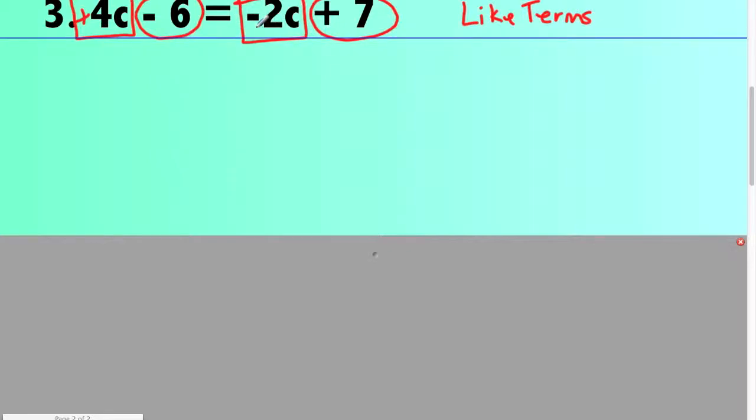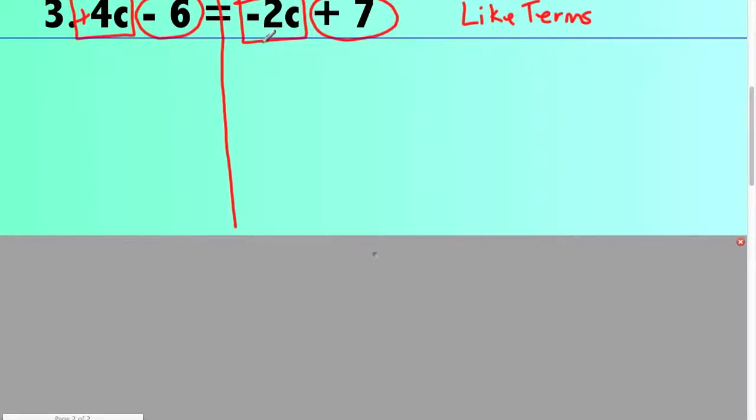If I add 2c, that cancels this out on this side, and adding it over here, I get 6c. But if I subtract 4c, that would cancel it over here, and subtract 4c over here, I would get -6c. So adding 2c looks like the easiest way. So first thing I'm going to do, remember, is to draw my wall. And second thing I'm going to do is decide which side is going to be your variable, which side is going to be your number.